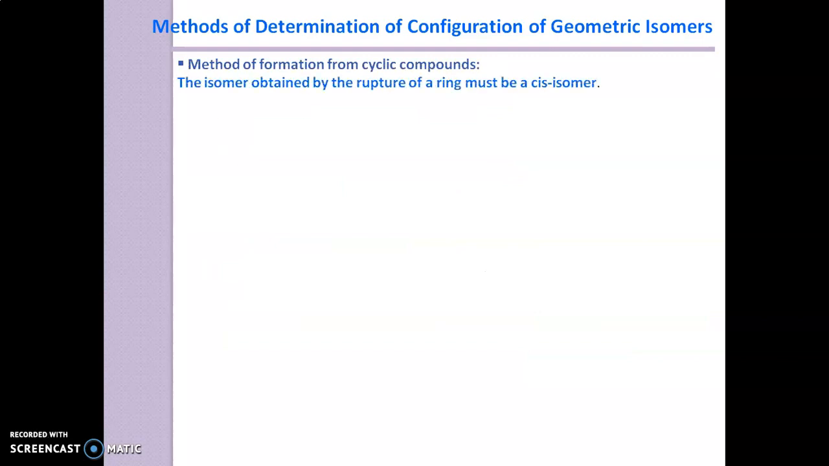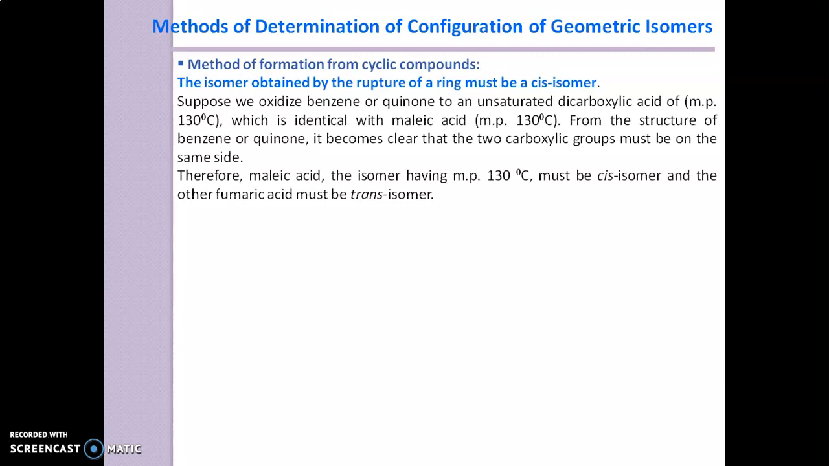Now the last one is the method of formation from cyclic compounds. The isomer obtained by the rupture of a ring must be a cis isomer. Suppose we oxidize benzene or quinone to an unsaturated dicarboxylic acid having a melting point of 130 degrees centigrade, which is identical with that of maleic acid. Maleic acid also has a melting point of 130 degrees centigrade.